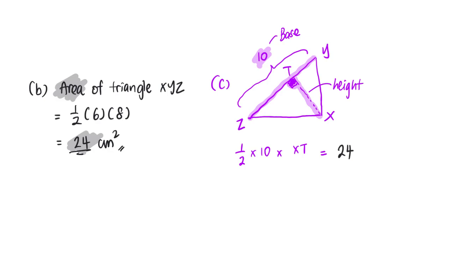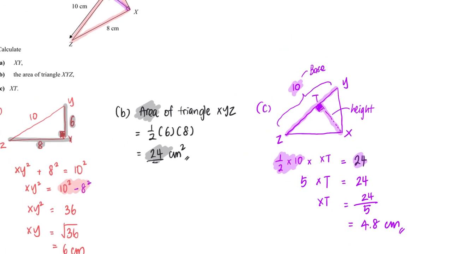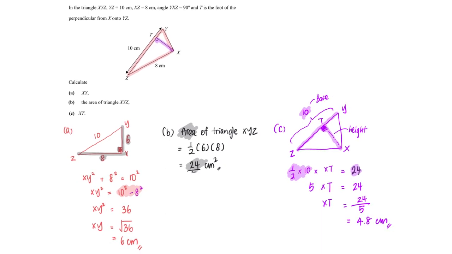24. Okay, so I can do it slowly now. Half times 10 is 5. Still got my XT is equal to this 24. So how do I find my XT? I'm going to divide by 5 on both sides, and that will give me 4.8 cm. Then we are done. And that will be the solution for this question.